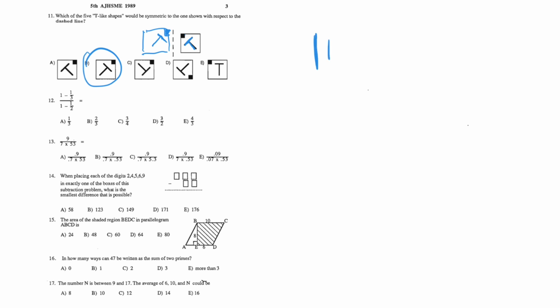If this is the P above this line, the symmetric will be Q. If we do the C, that will go this way. That's the symmetric. So if that's the B, the symmetric will be the D.